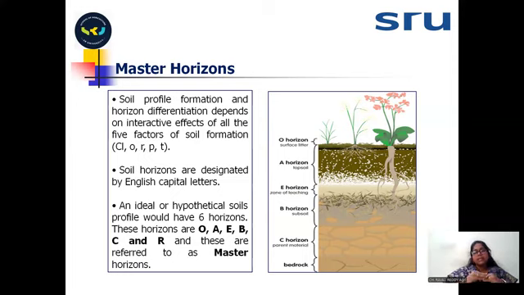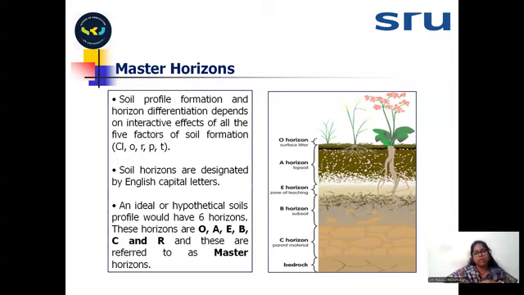They are designated by English capital letters. A hypothetical or ideal soil profile generally contains six master horizons, which are denoted by O, capital A, capital E, capital B, capital C, and capital R. All these are called master horizons.